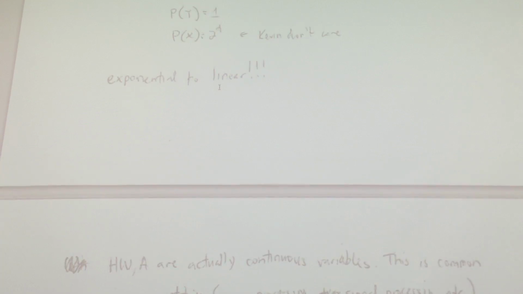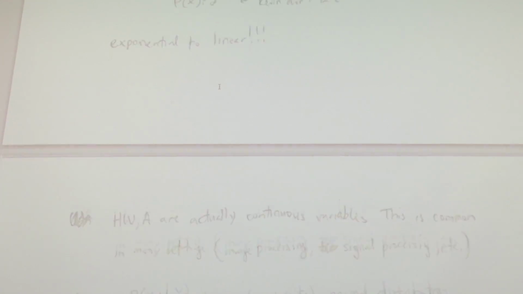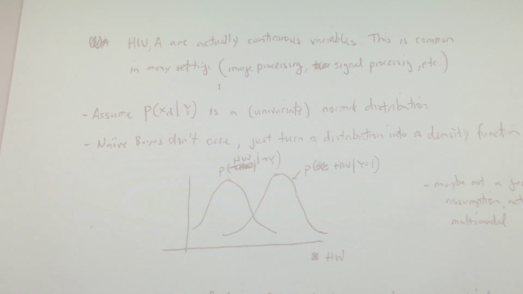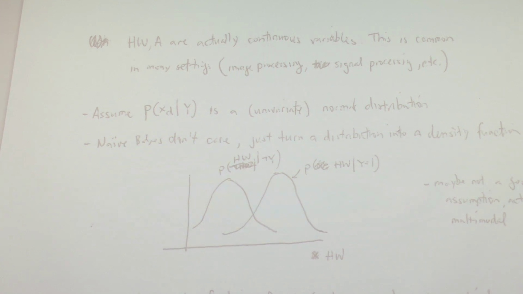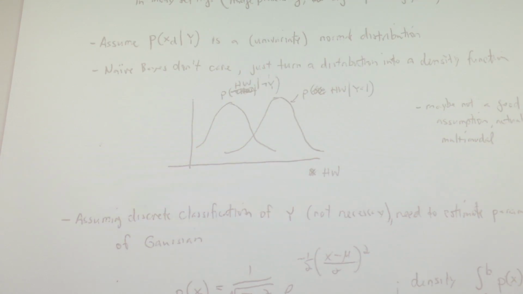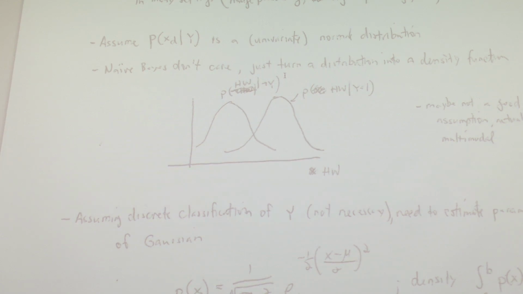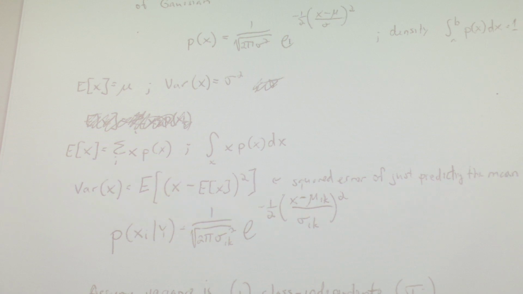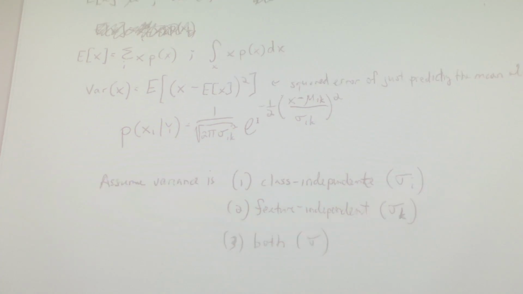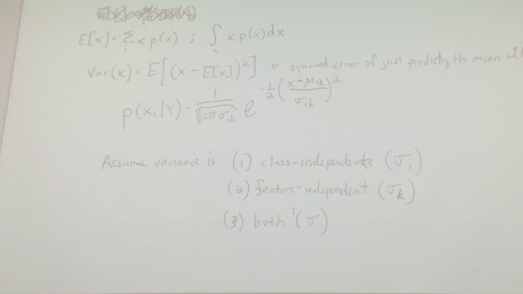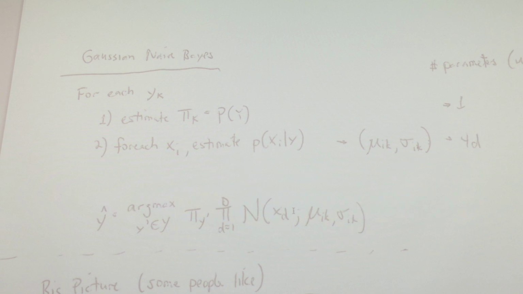So it's exponential versus linear, because you would need exponential in the joint. Okay, so we said here homework and your age are actually continuous, so we do Gaussian naive Bayes. Naive Bayes doesn't care. It's a very apathetic lecture. You have the same functional form for naive Bayes, you just replace the class conditionals with Gaussians. You could make assumptions that the variance is common. We did it when we did logistic regression. Gaussian naive Bayes.